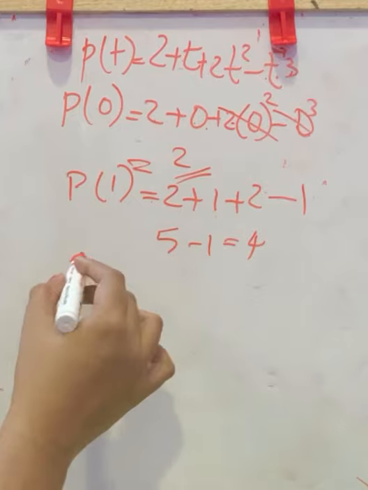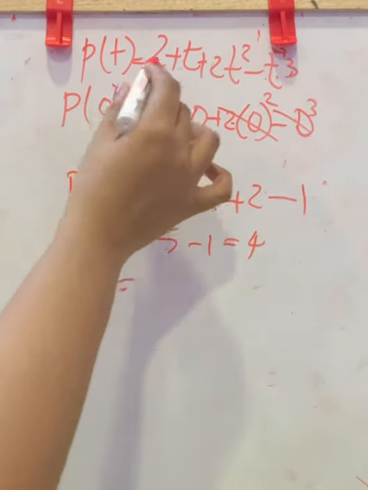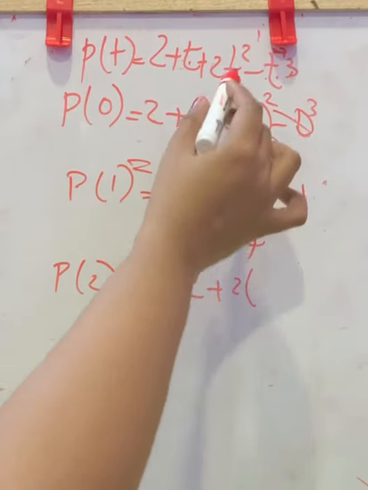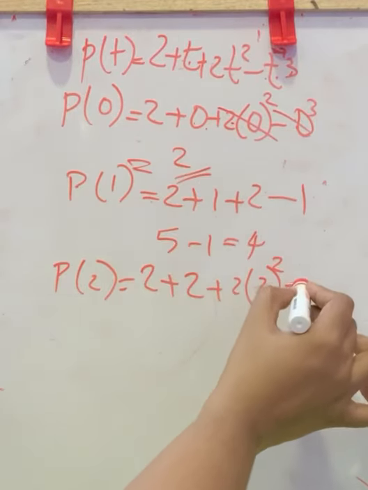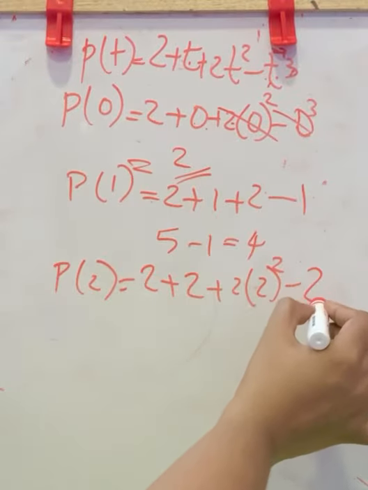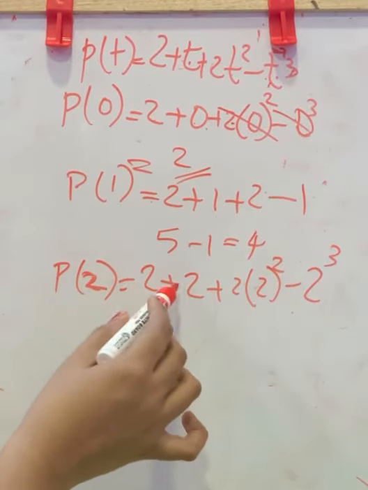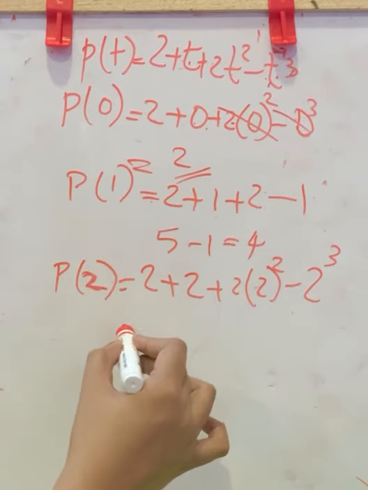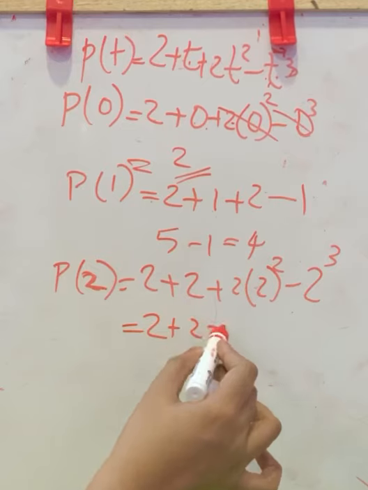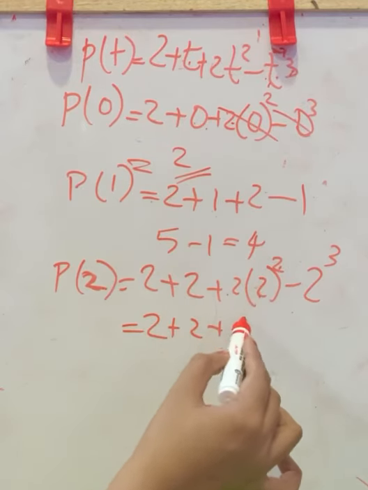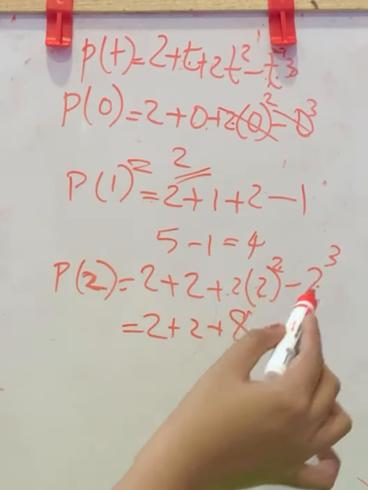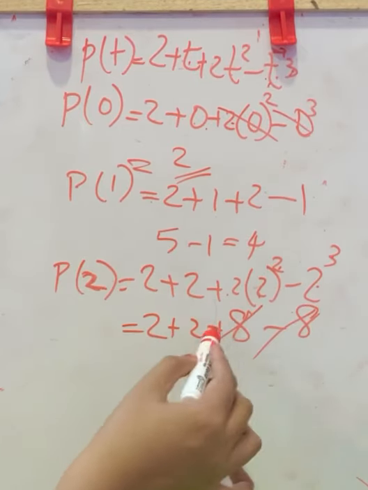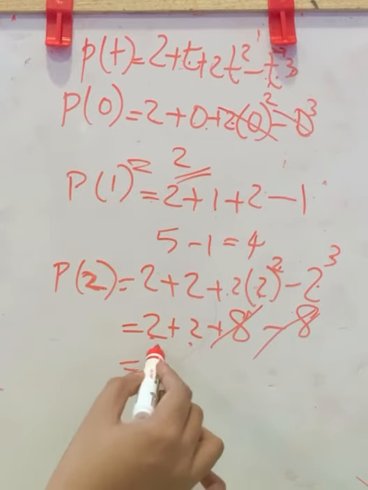Now next is P of 2. Then this becomes 2 plus 2 plus 2 into t square, that is 2 square, minus t cube. We have 2 cube. That is, we are substituting each t as 2. Value of this polynomial. We get 2 plus 2 plus 2 square is 4. 4 2s are 8 minus 2 cube is 2 into 2 into 2. Result is 8. Plus 8 and minus 8 is cancelled. They are additive inverse. Now 2 plus 2, the result is 4.